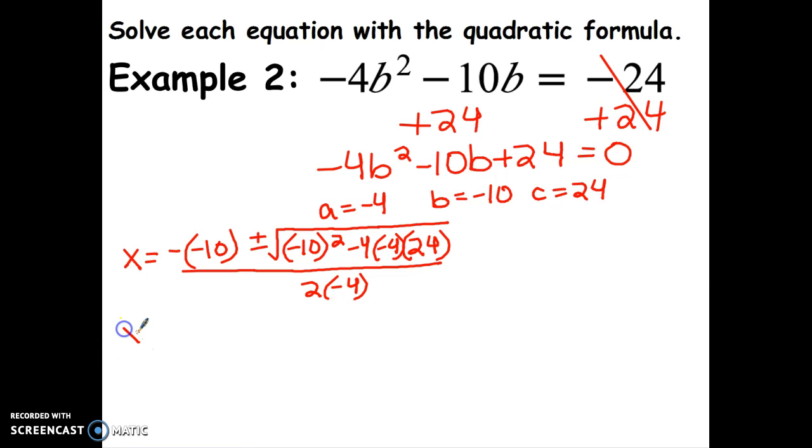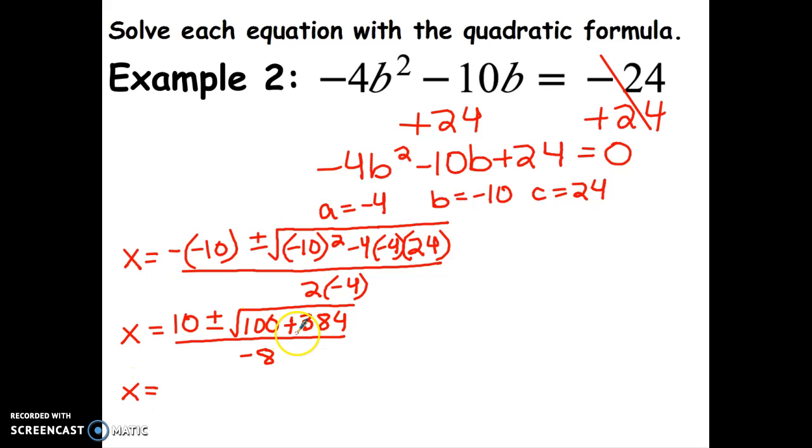All right, now let's keep moving and simplify this. -1 times -10 is +10, plus or minus -10 squared is 100. And then we have -4 times -4 times 24, and that gives us +384. And 2 times -4 is -8. Now we can continue to simplify by combining our like terms within our radical, and that is 484 all over -8.